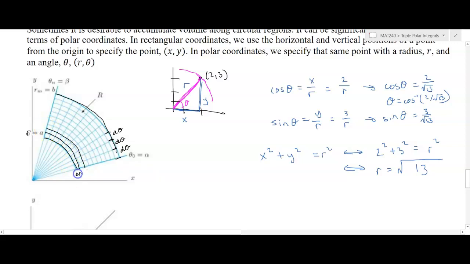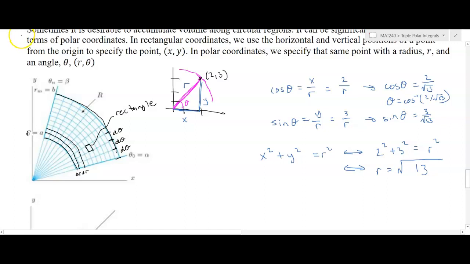So each of these will be a dr and a dθ. And so you might imagine that what we're now looking at is each one of these is roughly a rectangle. Not completely, but the smaller you make theta and the smaller you make r, the more this begins to resemble a rectangle. So how do you find the area of each one of these rectangles?